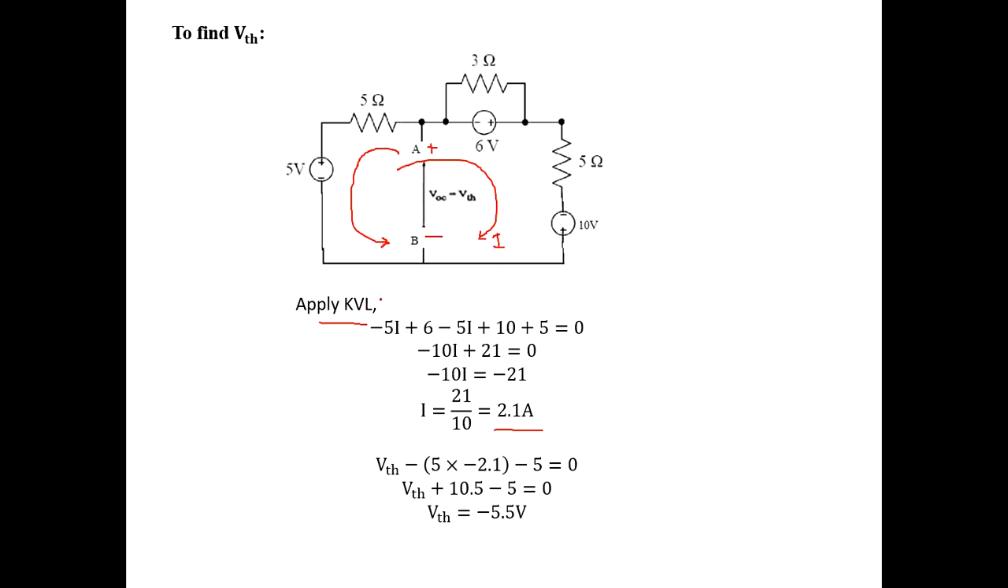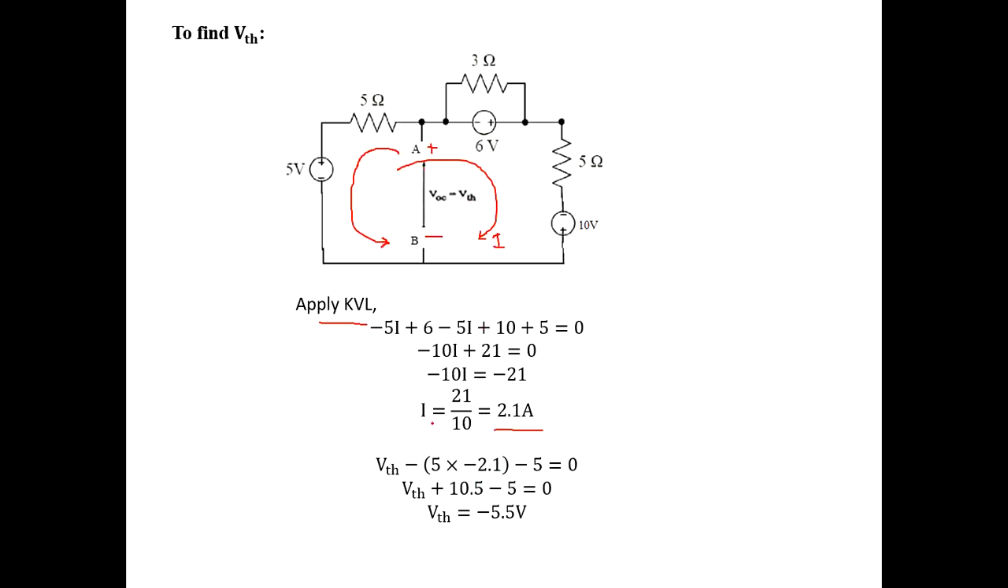We can consider this one. Here apply KVL. For that, positive negative, the arrow direction is this direction. VThevenin, this arrow means this negative. We can write VThevenin. Next, this is the resistor voltage drop, minus 5 into the current in this direction, and then this I current is in the opposite direction. We can write the value minus 2.1.